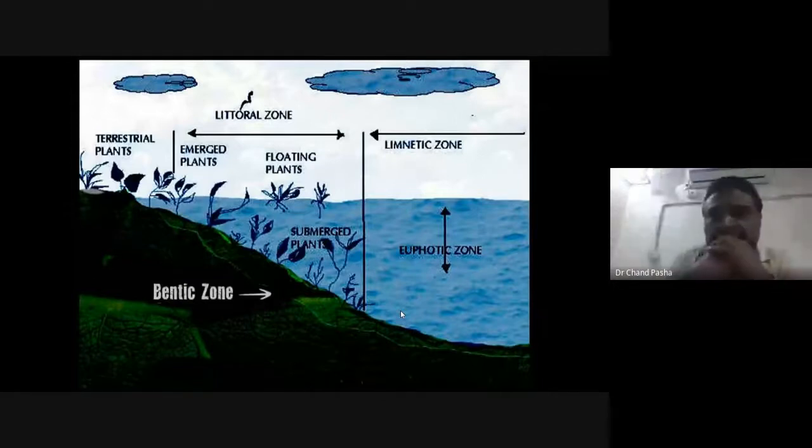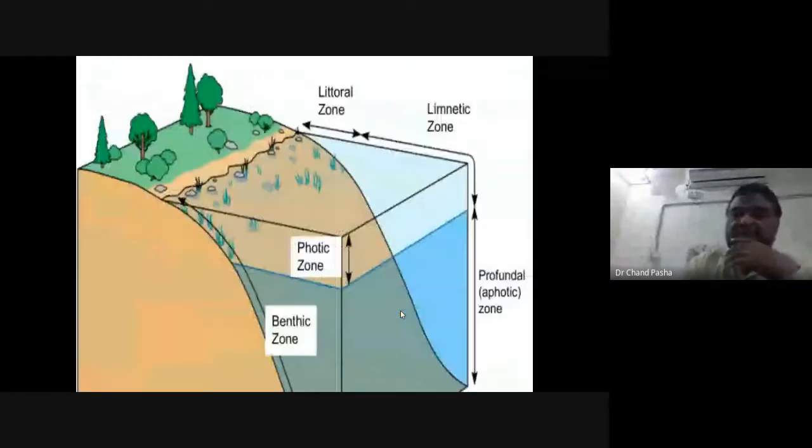The floating plants are there in the pond ecosystem, submerged plants are there, and there are some fishes and some planktons also in it. This is going to be constant for a very long period. Isn't it? The zones are the same, and the organisms are also almost the same. Okay, this is what a conserved ecosystem is.